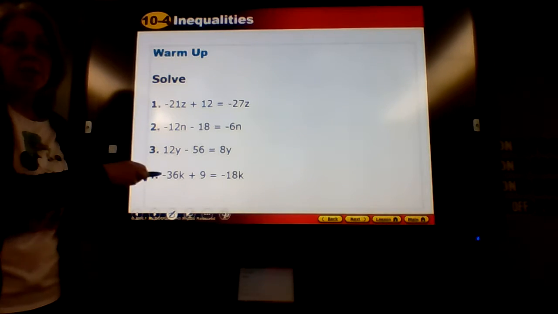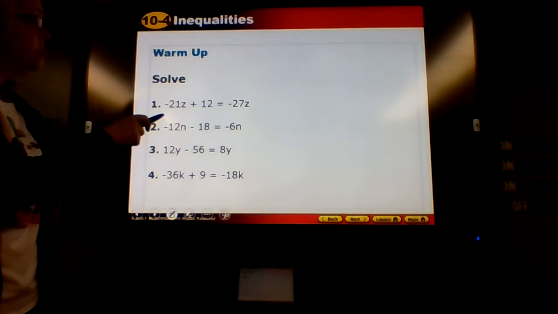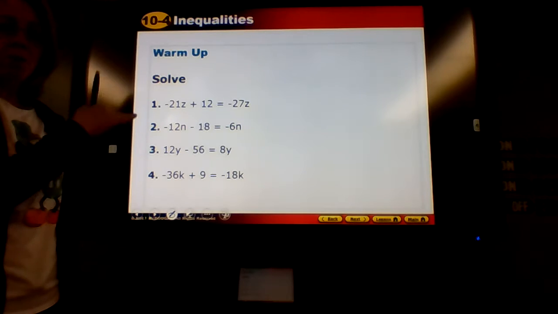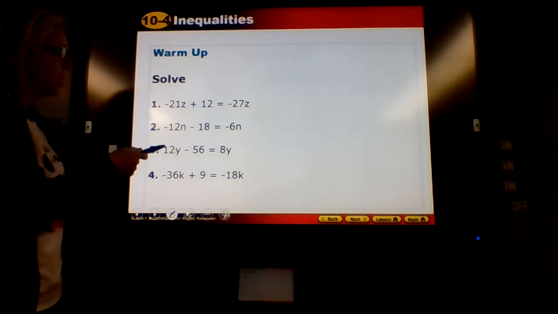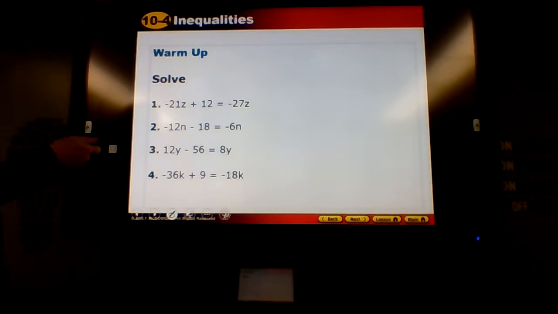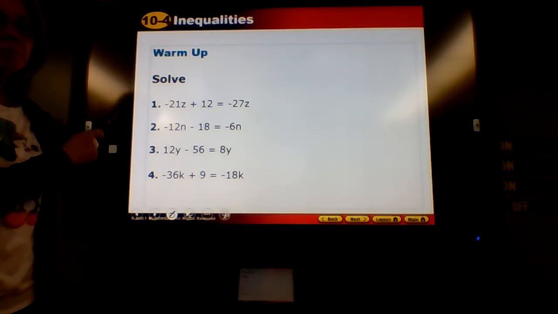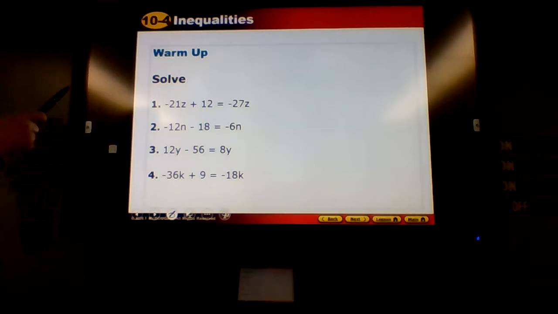For this, what I would like you to do is pause it, work on these warm-up questions, and then when you're done with them, I'll go over the answers with you. One thing I want to point out, these look like they're two-step equations, but really you are combining the like terms, and it's just a one-step solving for these equations.